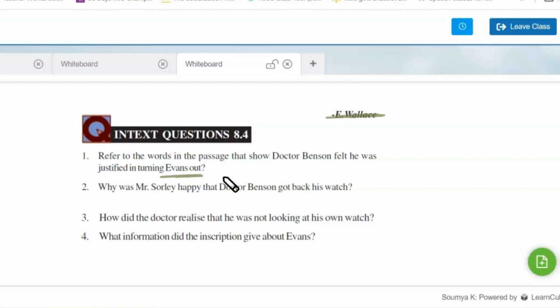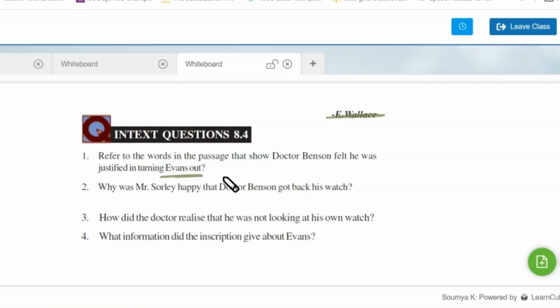So the way he speaks, the tone and comments, and particularly how he recounts the robbery incident, which makes him a little proud, and how he narrates it to Mr. Sorley, that shows that what he has done is correct or right in his own way, and he was protecting himself from a danger.